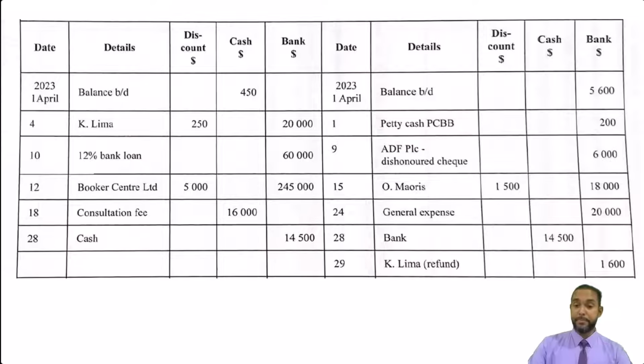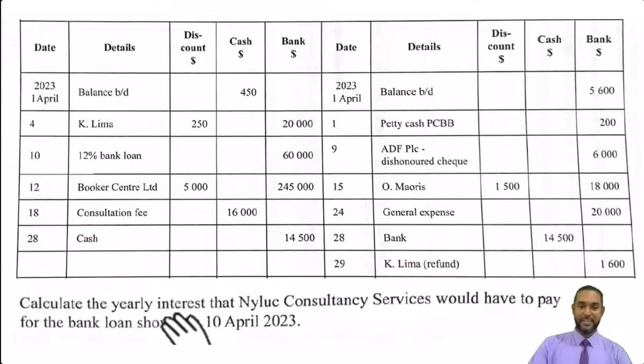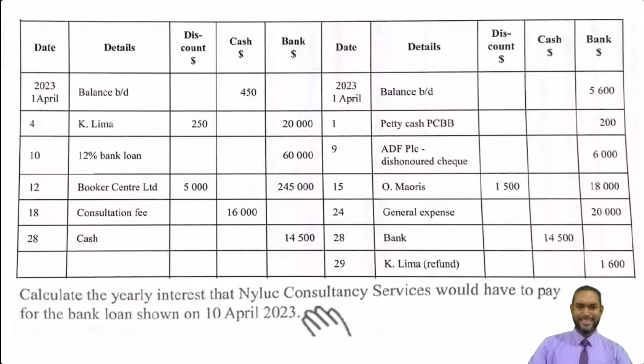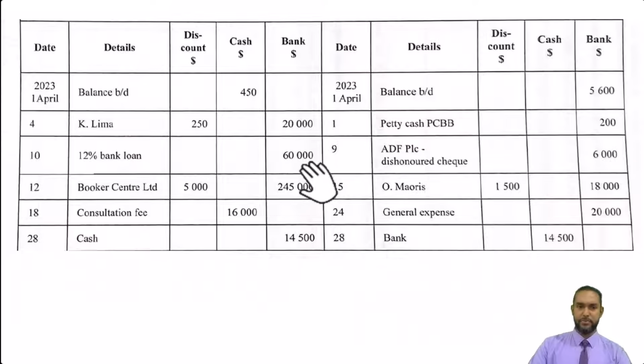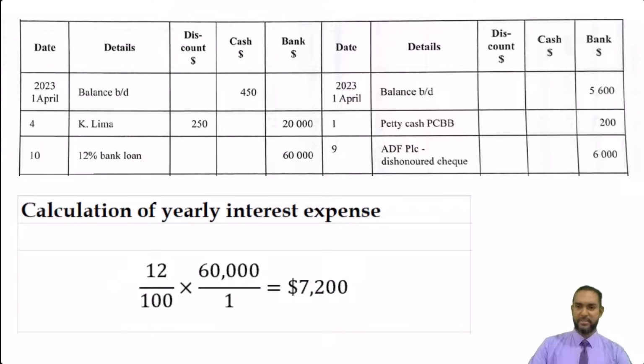Okay, let's move on to the next part of the question. All right, so it says calculate the yearly interest that NILA Consultancy Services would have to pay for the bank loan shown on the 10th of April 2023. Okay, the 10th of April 2023, 12% bank loan, 60,000. Well, if it's 12%, you just multiply 12% by 60,000. That's going to give us 7,200. They were asking some simple CSEC maths questions in the accounts exam, but okay.